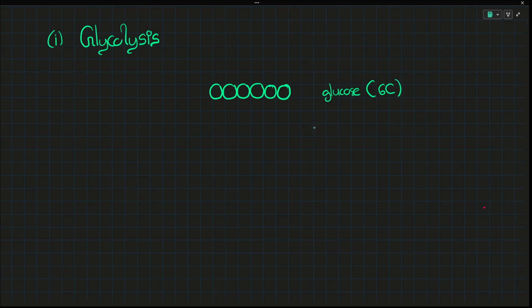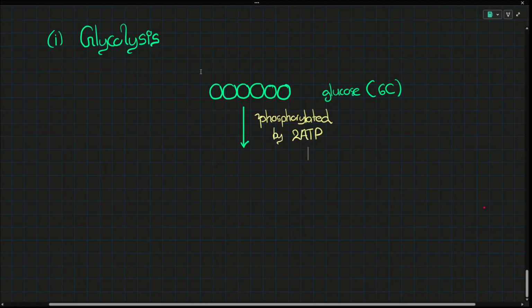Okay, what is the first thing that happens? The first thing that happens is that this glucose is attacked. By whom? Attacked by zombies, attacked by creepers, skeletons? Not really. This glucose is attacked. We call that attack phosphorylation. So this glucose is first of all going to be phosphorylated by two ATP molecules.